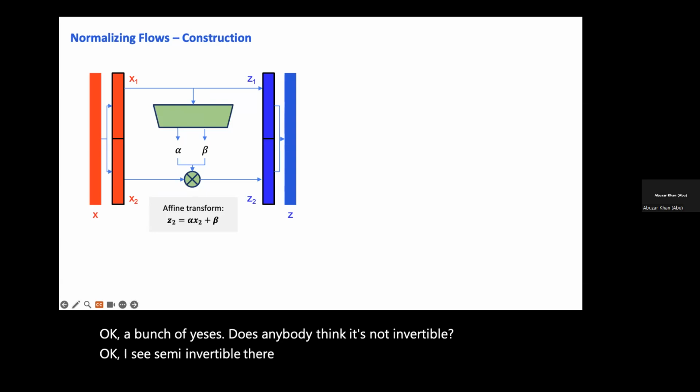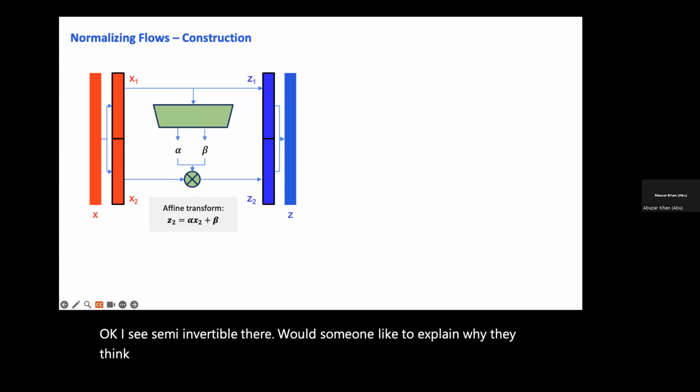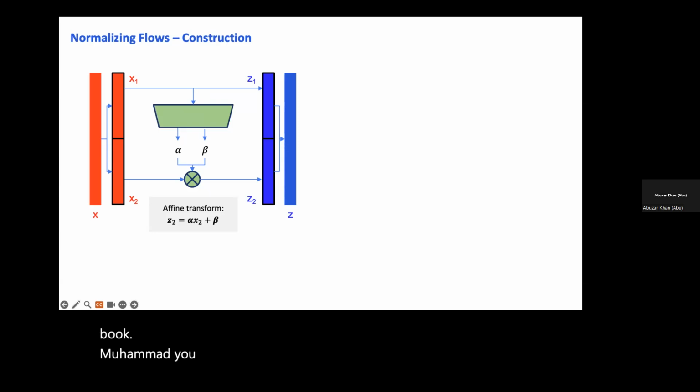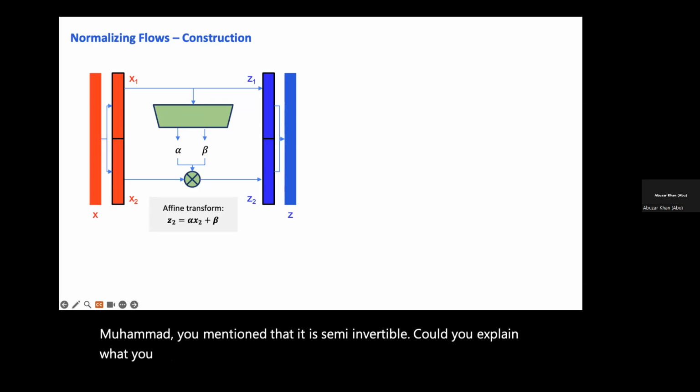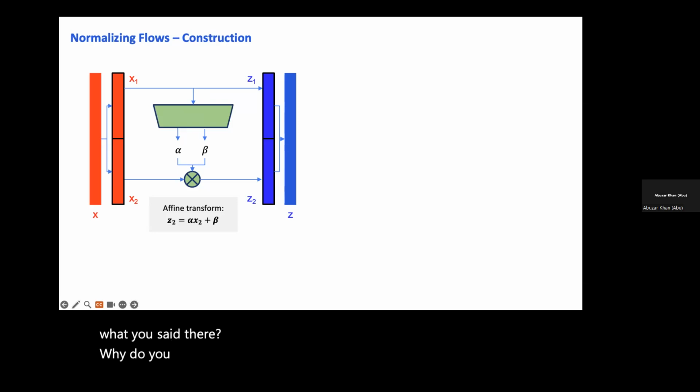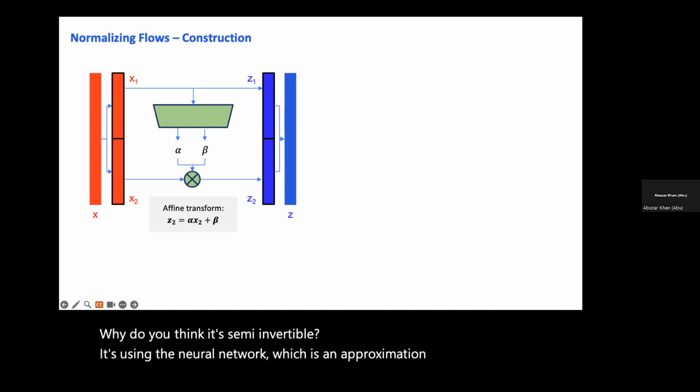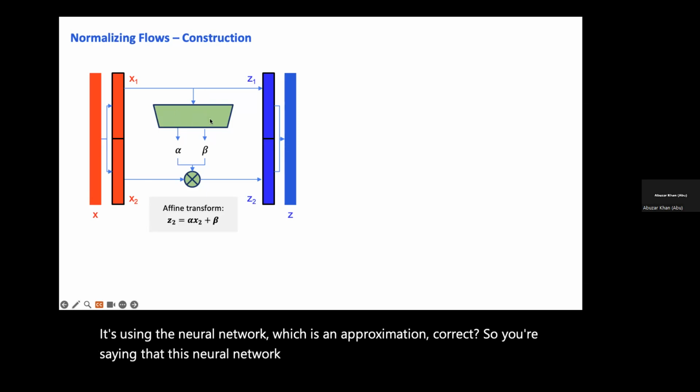Would someone like to explain why they think this is invertible? Actually, if I can borrow a page out of Professor's book. Muhammad, you mentioned that it is semi-invertible. Could you explain what you said there? Why do you think it's semi-invertible? Because it's using the neural network, which is an approximation. Correct. So you're saying that this network itself cannot be inverted, right?